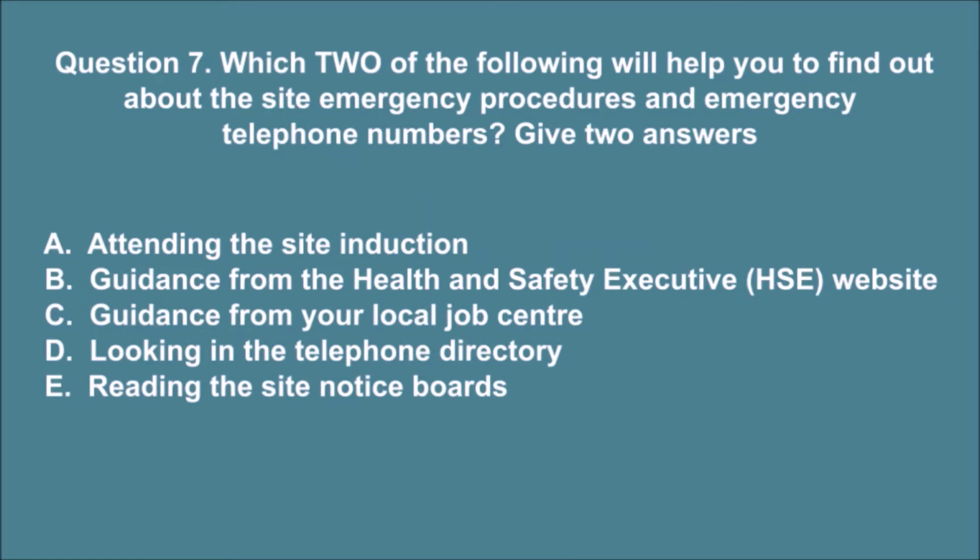Question 7. Which two of the following will help you to find out about the site emergency procedures and emergency telephone numbers? Give two answers. A. Attending the site induction. B. Guidance from the Health and Safety Executive HSE website. C. Guidance from your local job center. D. Looking in the telephone directory. E. Reading the site notice boards. The correct answer is A and E.